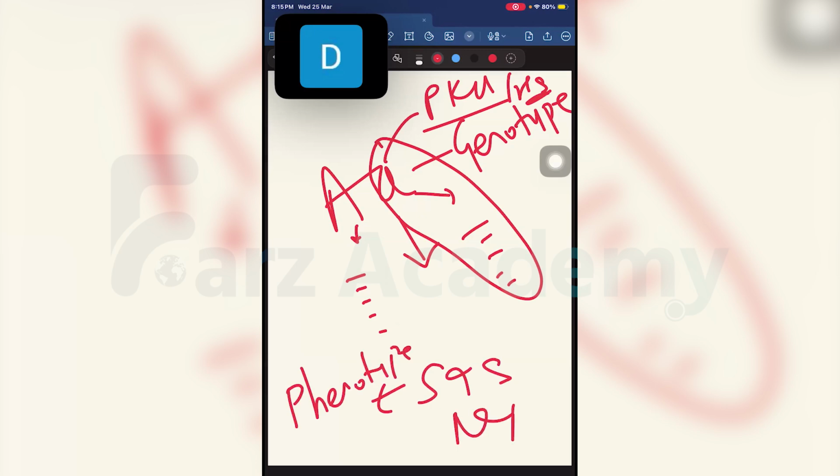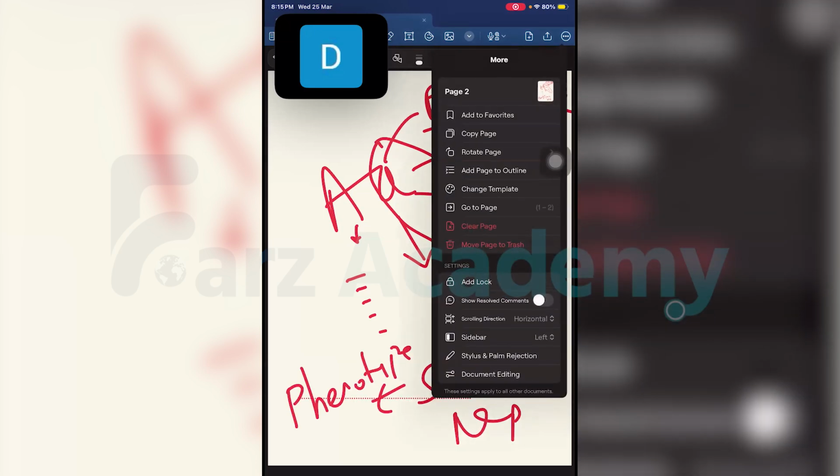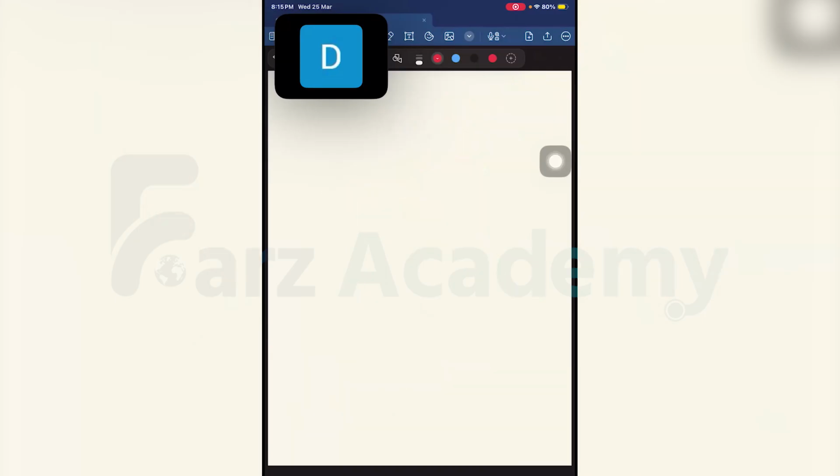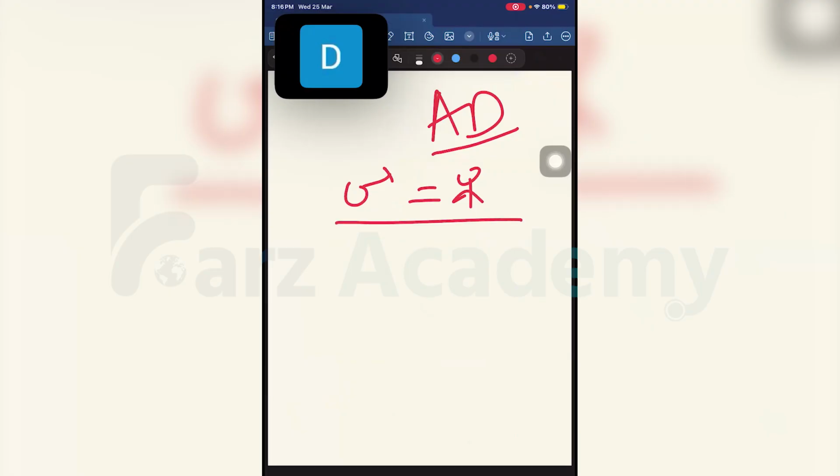That is called non-penetrance. And because male and female, you and me, have the same set of autosomes, for autosomal dominant it doesn't matter whether you are a male or female. Both would be equally affected.